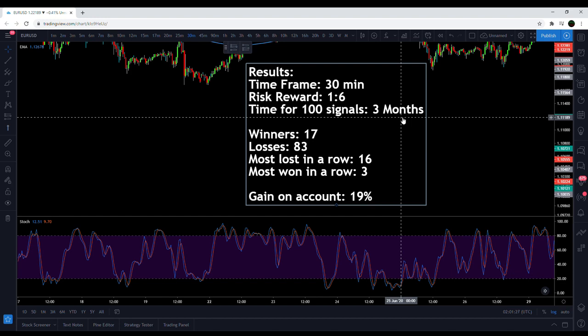So what I'm going to do is take this exact same set of price data on Euro-Dollar 30-minute time frame. I'm going to test this exact same strategy, but I'm going to try an extremely bad risk-to-reward ratio. So like 1-to-1 or 1-to-0.5 or even 1 to 0.25 and see what type of win rate we can get, but see what the gain on the account ends up being.